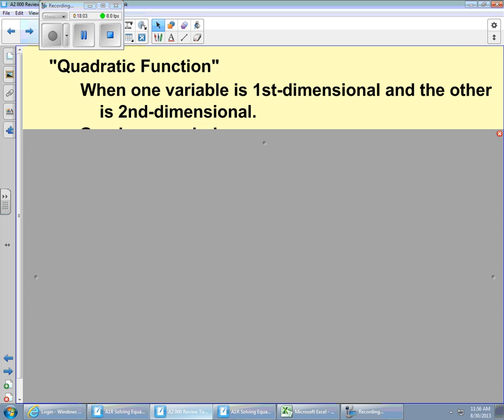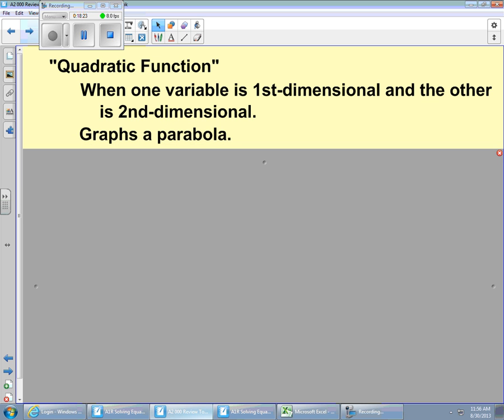Okay, we haven't really gotten to it yet, but you're also going to see that parabolas can also go sideways, and that happens with x equals y squared. Okay, so when the y is the second dimensional variable, it'll open the parabola sideways. We don't deal with those much because they aren't functions. And of course, a quadratic function graphs a parabola.